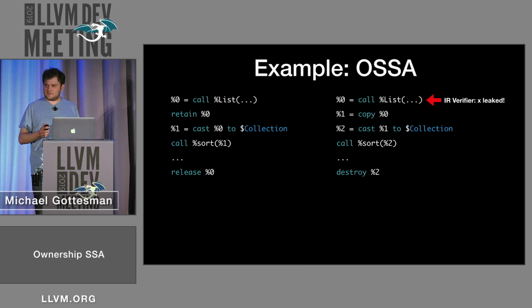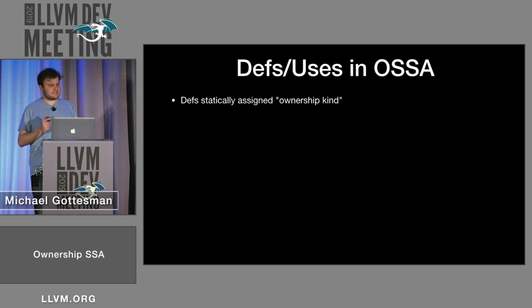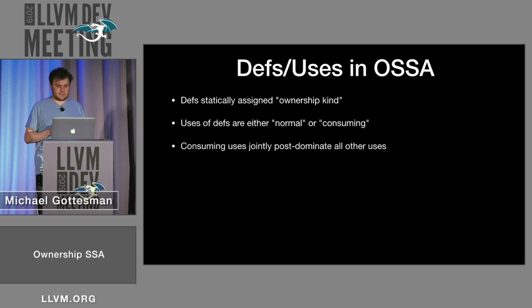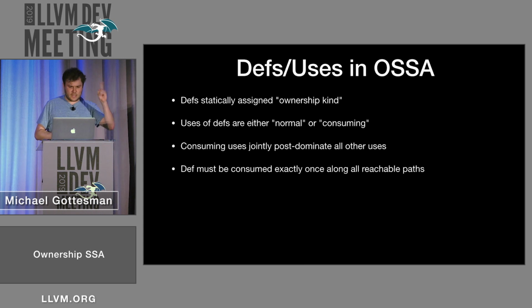This relationship between defs and uses is the basis for capturing ownership information in OSSA. Now, let's take a deeper, more formal look at this relationship. In OSSA, all defs have a statically assigned ownership kind that specifies the ownership semantics that the def models. All uses of a def must be able to be semantically partitioned between normal uses that just require liveness and consuming uses that end the lifetime of the def and after which the object can no longer be used. Since consuming uses end a def's lifetime, we naturally must have that consuming uses jointly post-dominate all other uses, and that a def must be consumed exactly once along all program paths, preventing leaks and use after free.